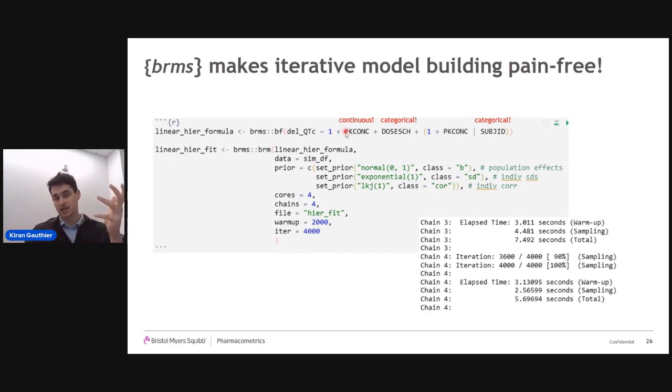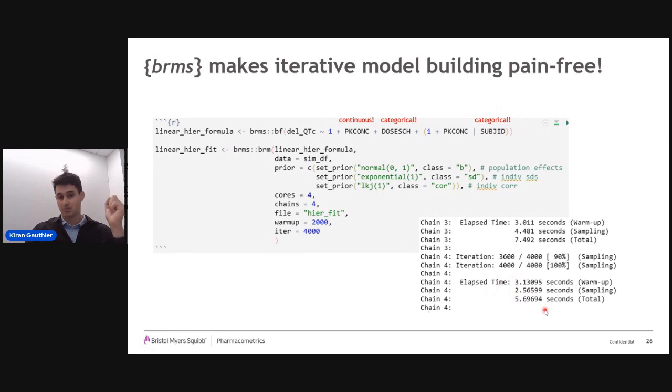So now I still have my continuous variable, which is the plasma concentration, but I'm acknowledging that categorically my patients are on different dose schedules, and I also say this is this varying slope, varying intercept idea that my patients might have different delta QTCs as their baseline and different relationships with the plasma concentration in terms of the linear slope, right? So this is a categorical variable, and that's it. That's all I have to write.